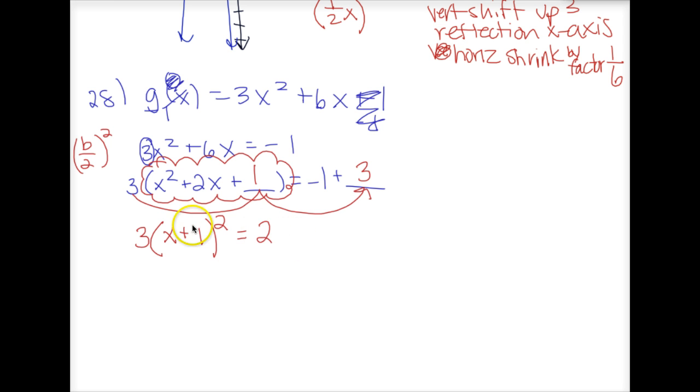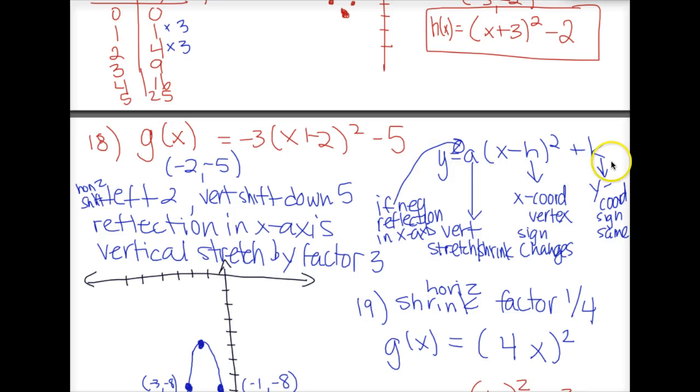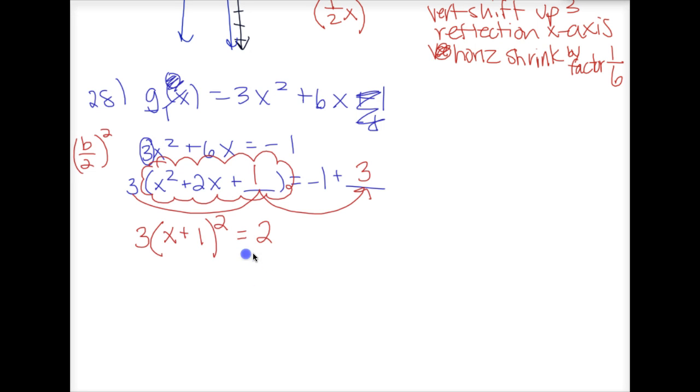And so now, to get it back into vertex form, again, vertex form looks like this guy right here. So I need to move my y coordinate back over. So I'm going to subtract the 2. So I get 3(x + 1) squared minus 2. And then my last thing is I need to put my function notation back in. So I put back in my g of x. And so there is my vertex form equation.